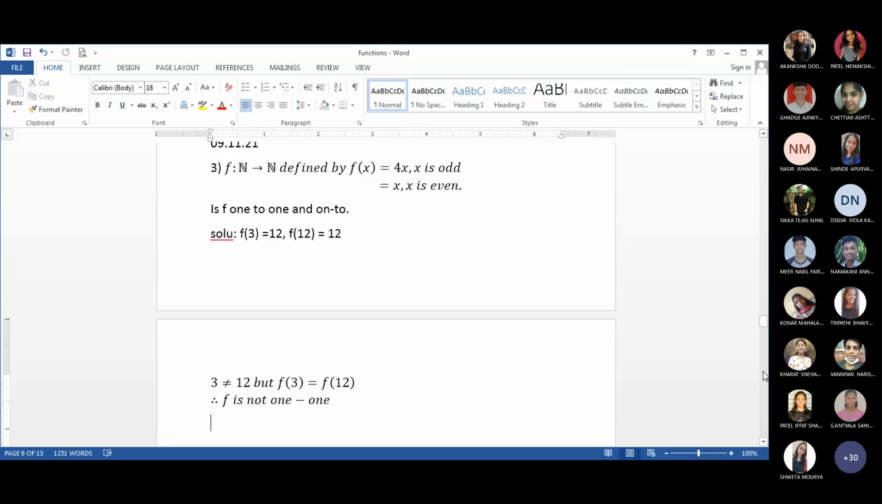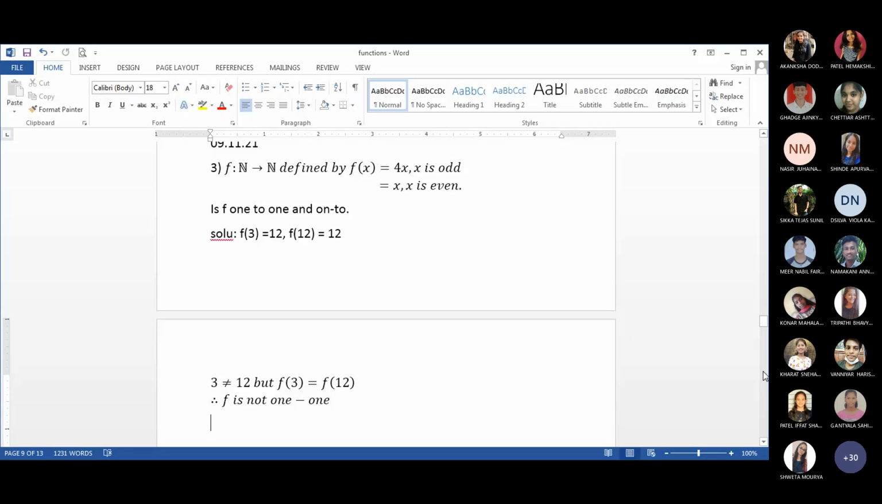4. f of 3 हो रहा है 12. f of 5 होगा 20. f of 7 होगा 28 and so on, right? और मेरा even number है f of 2 is 2, f of 4 is 4, f of 6 is 6. तो थोड़ा ध्यान से सोचोगे तो you will observe कि तुम्हारा range में odd numbers आता ही नहीं है. तुम्हारा codomain में odd numbers है, right? तुम्हारा codomain में odd numbers है but range में odd numbers नहीं है.